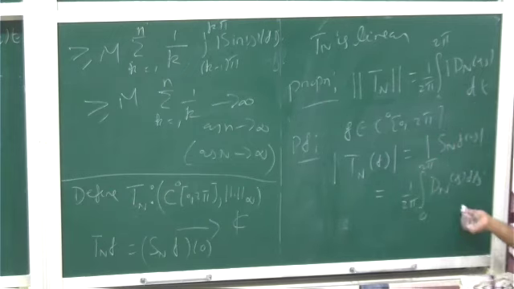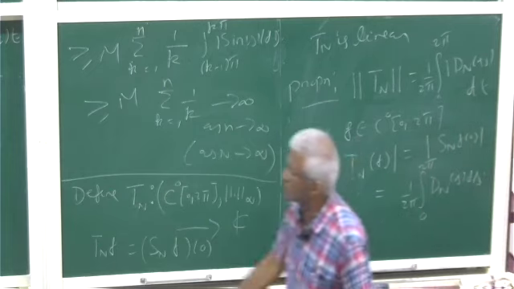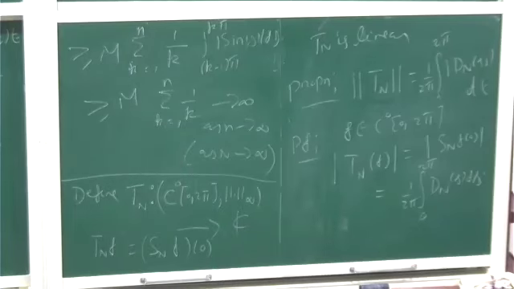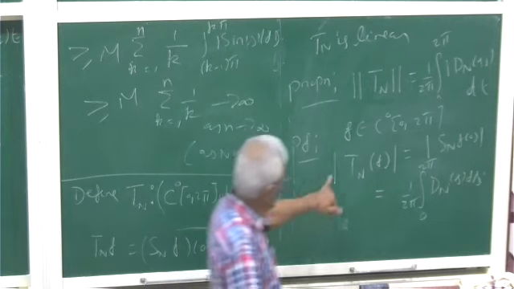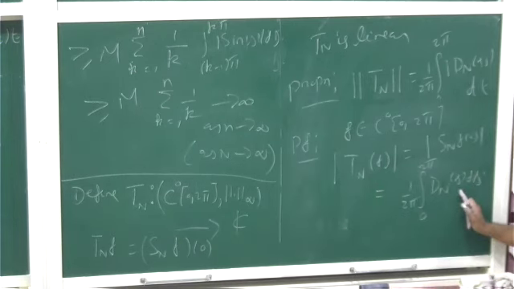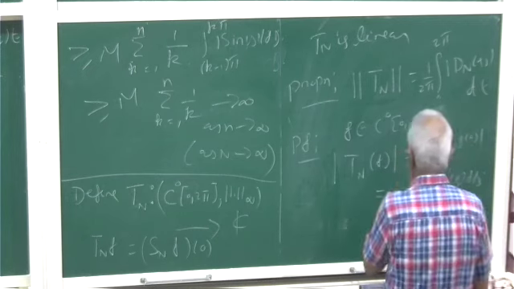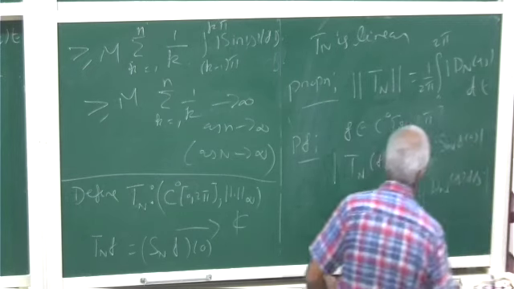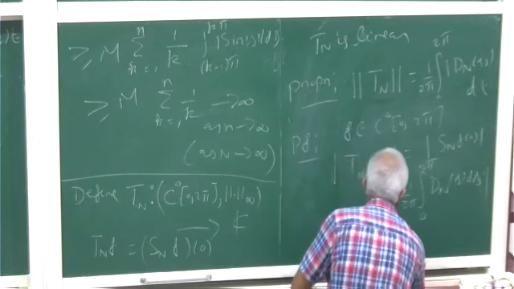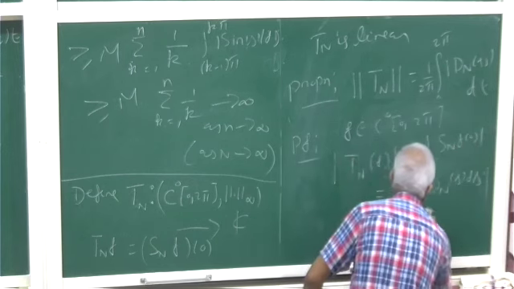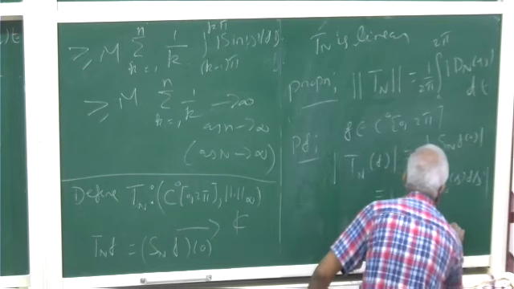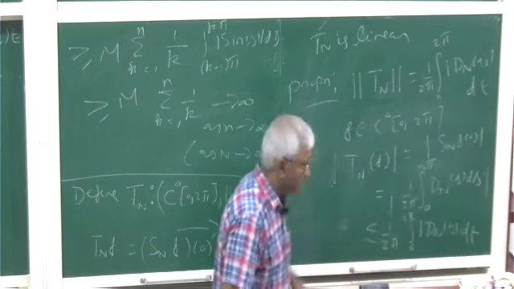You just substitute 0 in the formula for Sn f. If you substitute it, you get Tn f of 0 is this, the integral from 0 to 2 pi. There is no modulus here; here there is a modulus. Which is equal to 1 by 2 pi, the integral from 0 to 2 pi of the modulus of Dn times f ds. This is less than or equal to this.